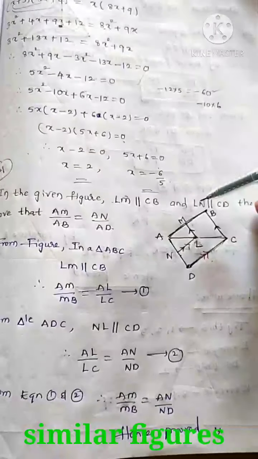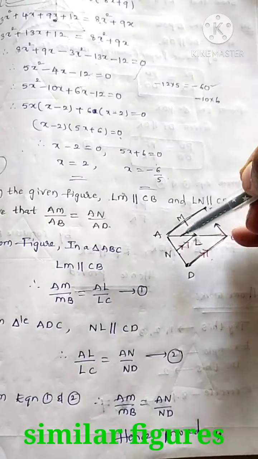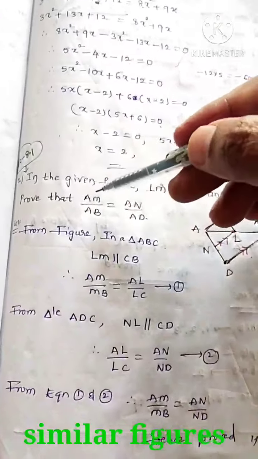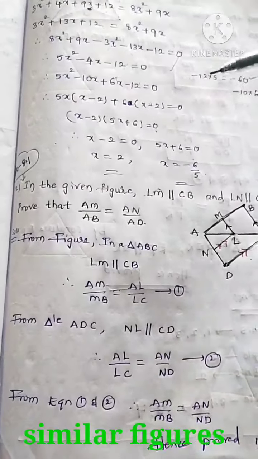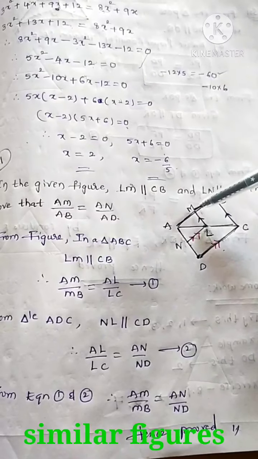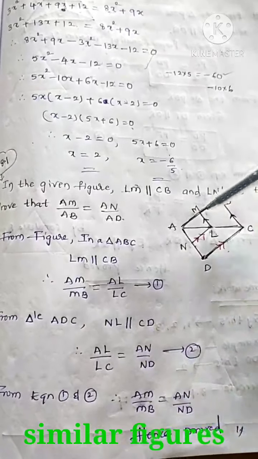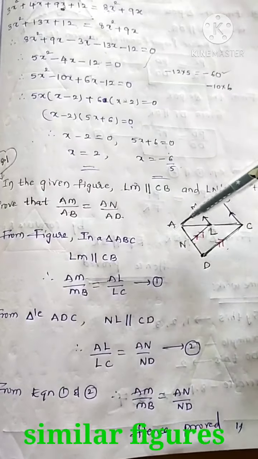And similarly LN is parallel to CD. Where is LN? LN is parallel to CD. Now use the second triangle here. Then prove that AM by MB is equal to AN by ND. First observe the figure. What is given? Same, once again I am explaining. LM is parallel to BC means in triangle ABC. This is triangle ABC.